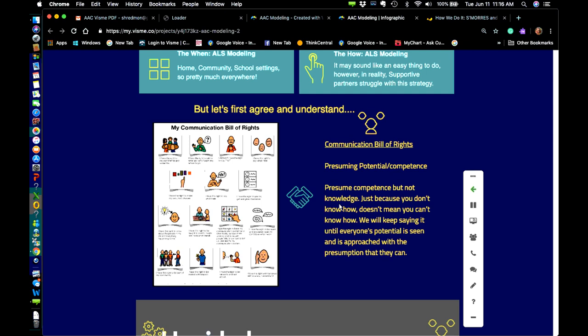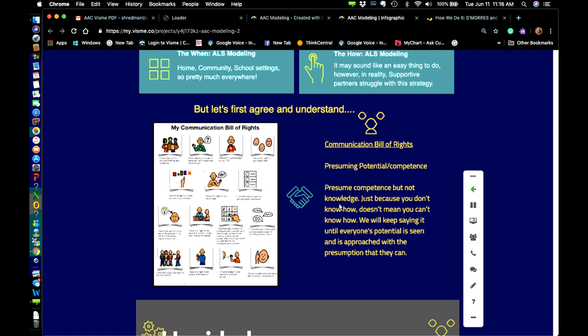So before we get on a little bit further, I talked a little bit about that while I was reading those Communication Bill of Rights, which I feel are really, really important, but that presuming potential or presuming that competence. And I truly believe that we need to presume competence, but that doesn't mean that we presume that everyone knows, that they have the knowledge. So just because you don't know how doesn't mean you can't know how.